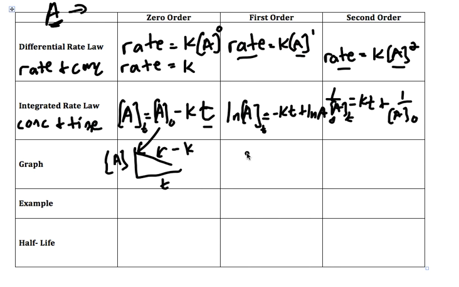If I do the same thing and graph this along the same lines, natural log of A is going to be on the y-axis. I'm going to eliminate brackets just for that. That's supposed to be a straight line, and this is negative k.